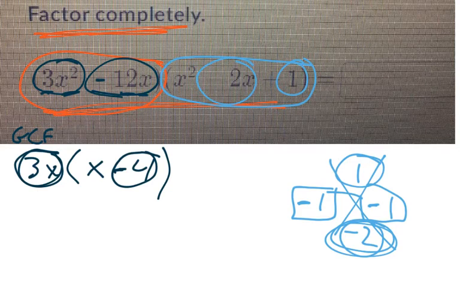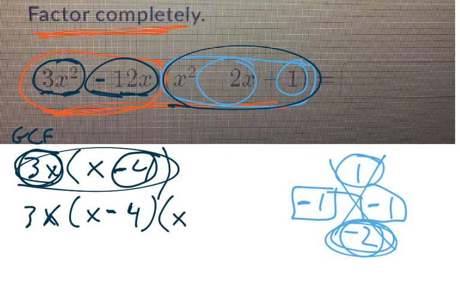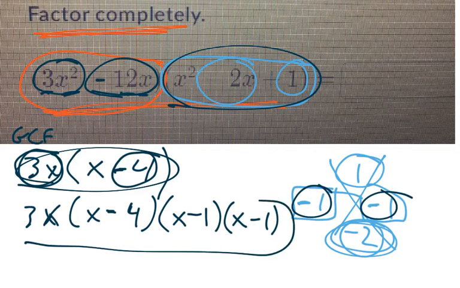So we're basically done, guys. Our answer is 3x, parentheses, x minus 4. That's what this was, right? And then we just combine it with this: x minus 1 times x minus 1. And we have it completely factored.